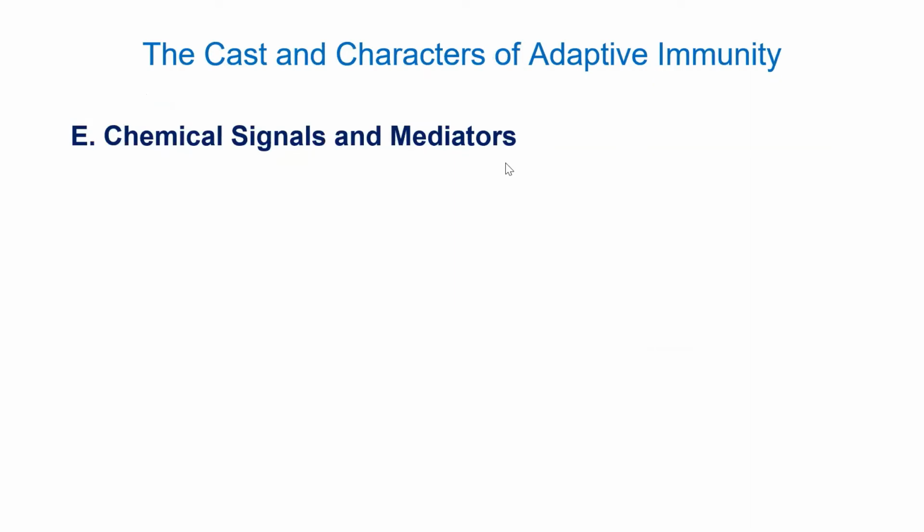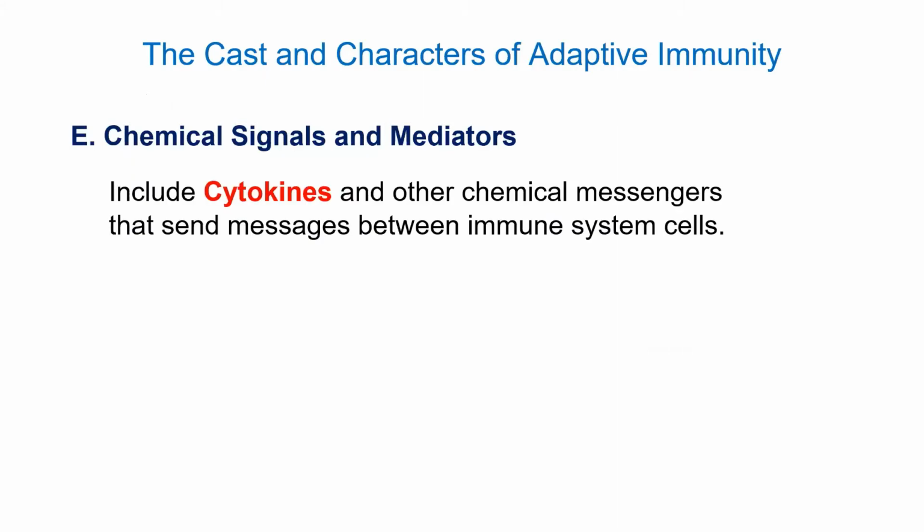So the last thing are these chemical signals and mediators. And again, this is something that includes cytokines. And these are chemicals that will activate or tune down the immune system. Sometimes, we don't want the immune system going crazy, right? Sometimes we have to actually tune it down and turn it off, because otherwise we're going to cause damage to our own body.